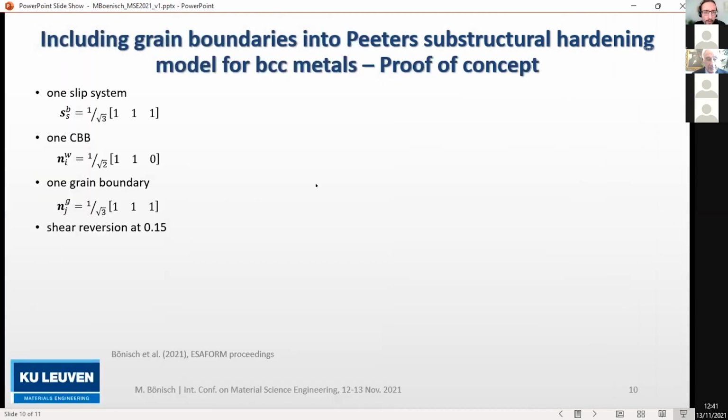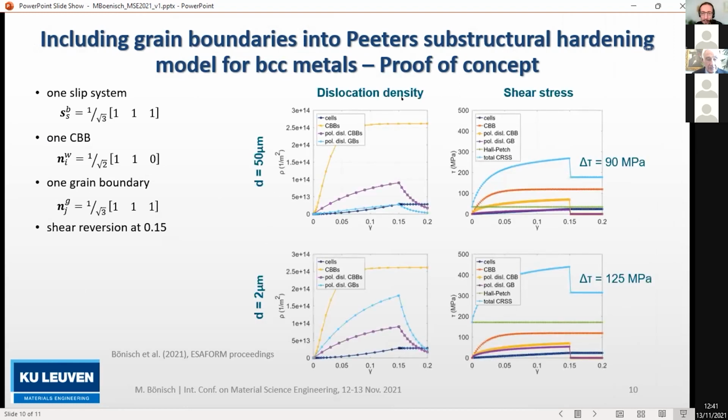Now, to prove the concept of this model, we set up a simple test case consisting of a single slip system, one cell block boundary, and one grain boundary. And we assume a simple shear deformation with a shear reversion at 15%. The plots on the left show the dislocation density for two different grain sizes, and the right ones show the evolution of the shear stress for two different grain sizes as a function of the applied shear deformation.